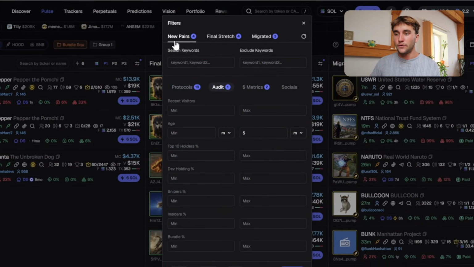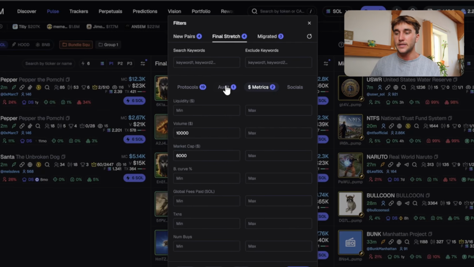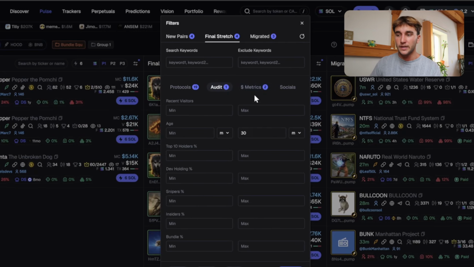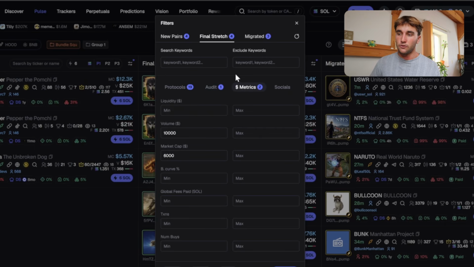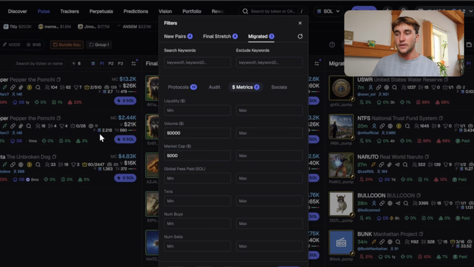We're going to go over to new pairs, audit, and we're just going to put 5 minutes as the age. Now this will get rid of any kind of old coins that we don't really want to see that aren't getting a lot of attention anymore. Then we're going to put volume 5,000, market cap 2,300, then final stretch. Basically the same stuff as over here, just 30 minutes, and then 10,000 volume, 6,000 market cap. And then lastly, migrated, we do 50,000 volume and 5,000 market cap.